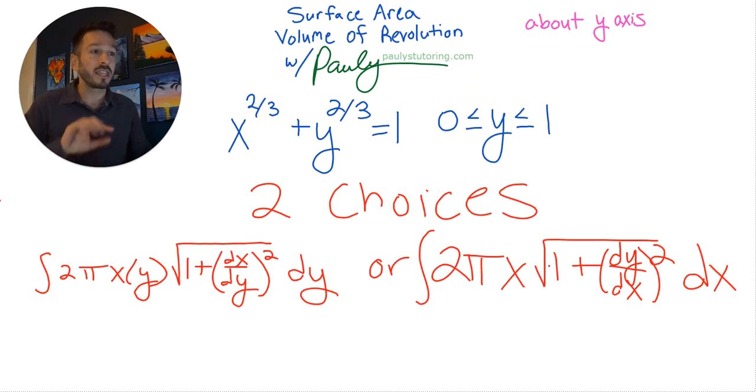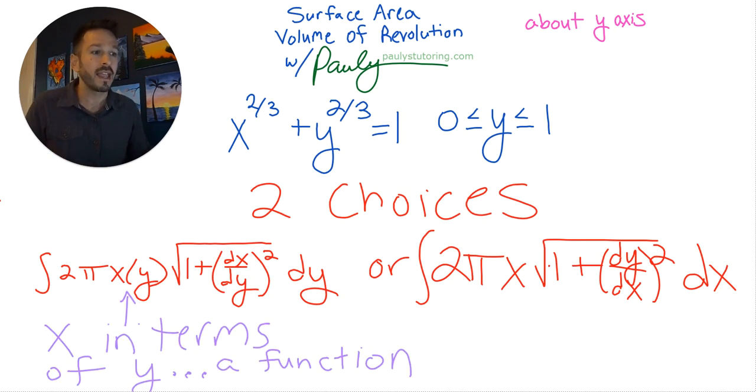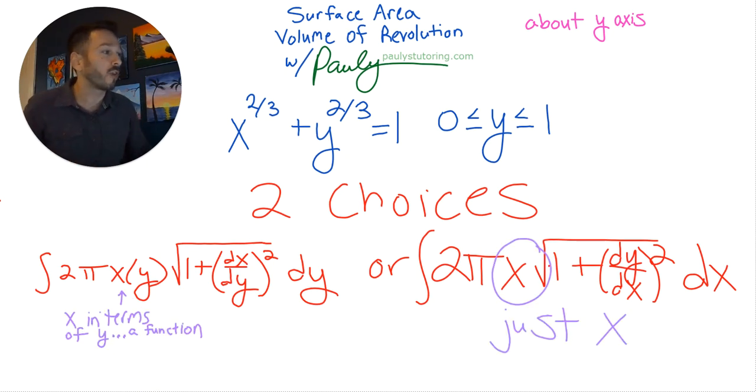We have the formula on the left that you should be familiar with. Notice that it is dy. It'll be a formula in terms of y, but that there is 2 pi x. But x is in terms of y, and it is a function. Alternatively, and a better choice, is our formula on the right. And that is 2 pi x again, but this time it's just x. And this function is going to be in terms of x, and it's dx at the end there.